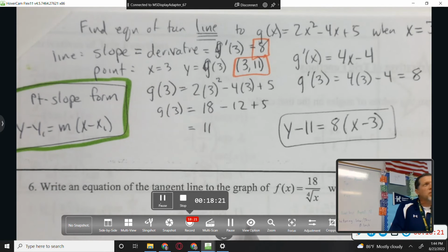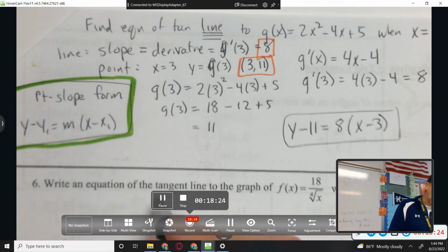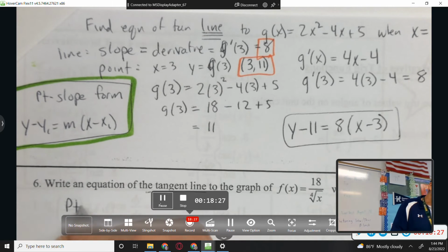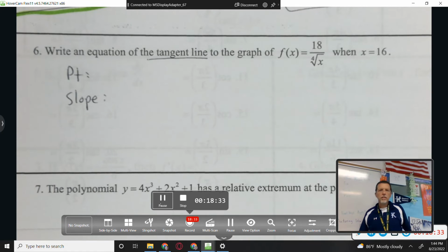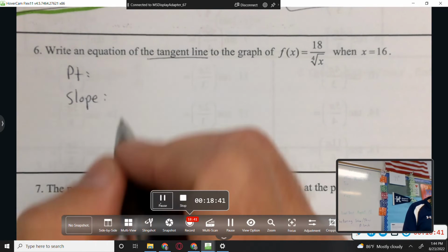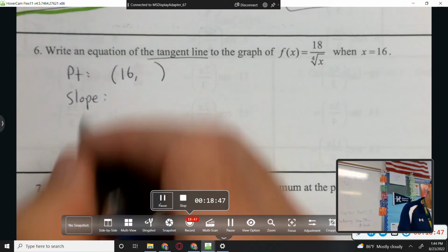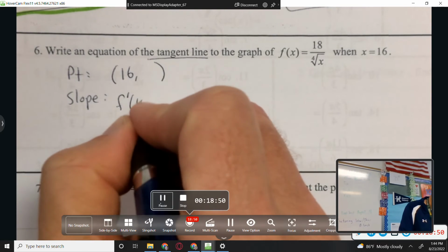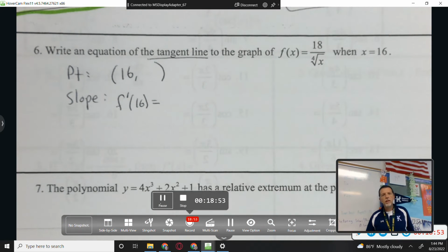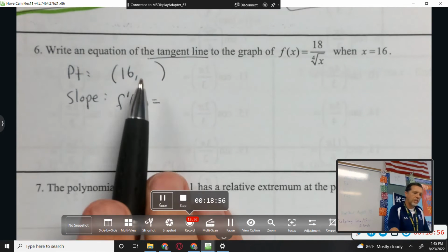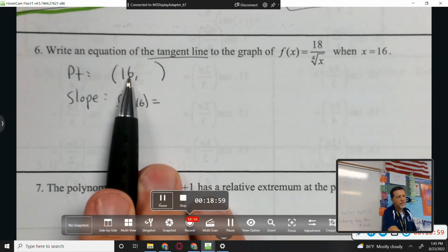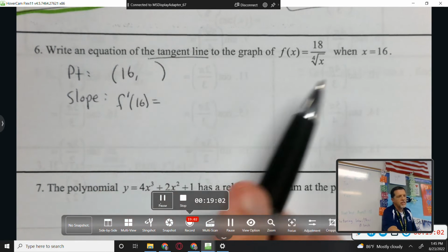Number 6. Write an equation of the tangent line. So again, I need point and slope to the graph of y equals 18 over the 4th root of x when x equals 16. So the point is 16 comma something. And the slope would be f prime at 16. So how do I figure out the y coordinate of the point? Solve. Just plug in 16 for x.